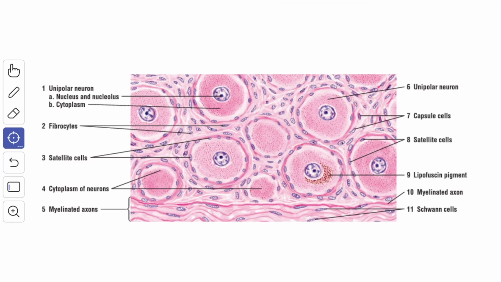This is a higher magnification of the sensory ganglion. Here you can see the cell body of the unipolar neuron. You have the nucleus and the prominent nucleolus, and covering the cell body you have a layer of flattened cells, that is the capsular cells or satellite cells. These neuronal bodies are arranged in groups separated by bundles of myelinated nerve fibers. So here you can see the myelinated nerve fibers.